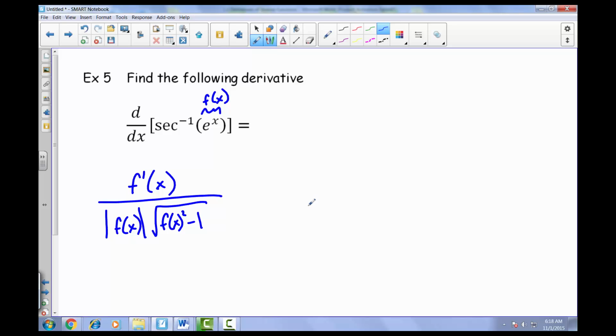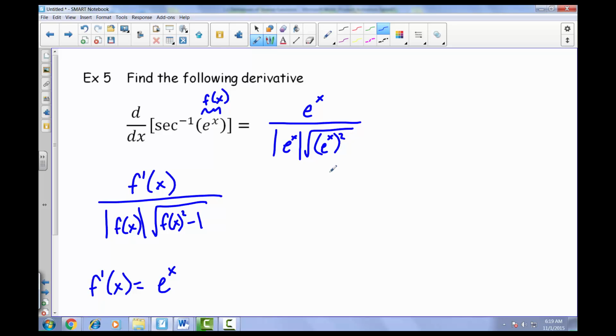So now, just going ahead and putting in all the pieces, the derivative f prime of x, in other words the derivative of e to the x, just comes out to be e to the x. We know that from our previous section. And as a result, we would end up with e to the x on top, divided by the absolute value of our function, well here it is, e to the x, times the square root of e to the x, our function, being squared, minus 1.